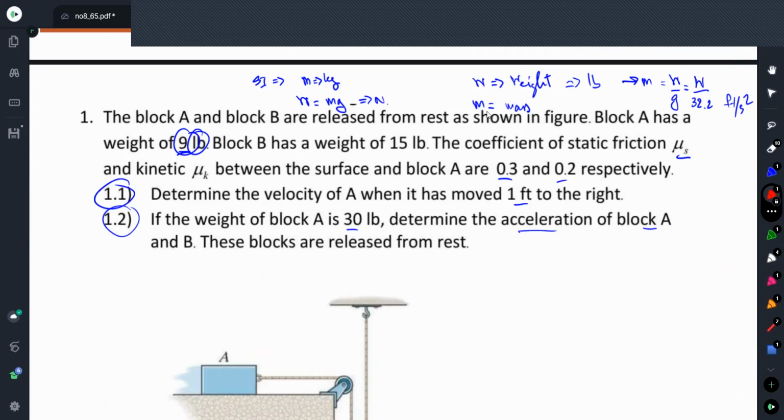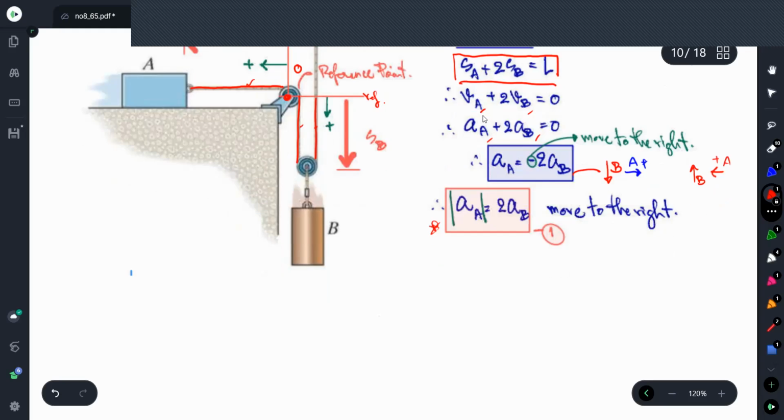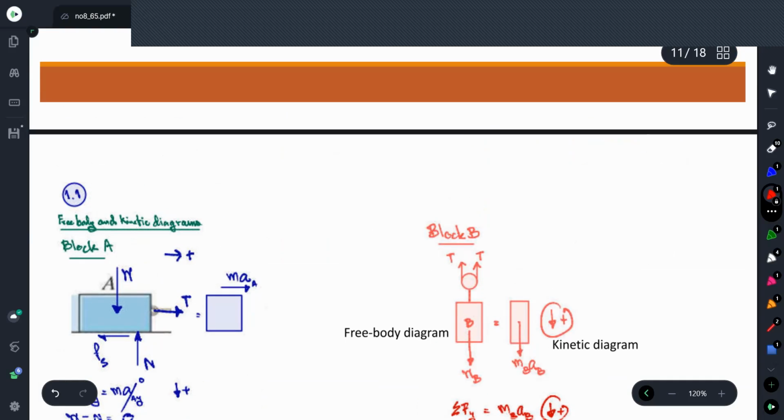we would like to find block A moving to the right by 1 foot. Okay, 1 foot like this. So if we consider only the magnitude of the acceleration of A, the absolute value is just equal to 2 times a_B. But which direction it moves depends on whether B goes up or B goes down. And after that, we consider the free body diagram for block A first.